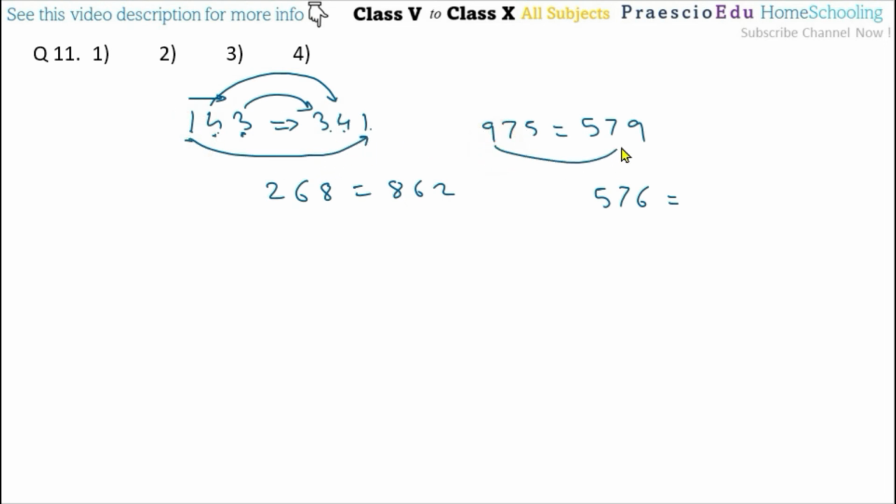So same here also, 9 will go to the last, the 7 in the middle stays as it is, and 5, which is at the last, comes first from the left side. So the same we have to apply here. First digit will be 6, then 7 in the middle as it is, and the 5 goes to the last, meaning 675, and 675 is given in option number 3.